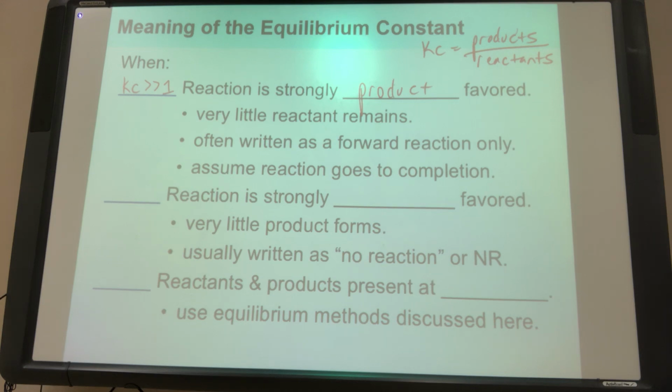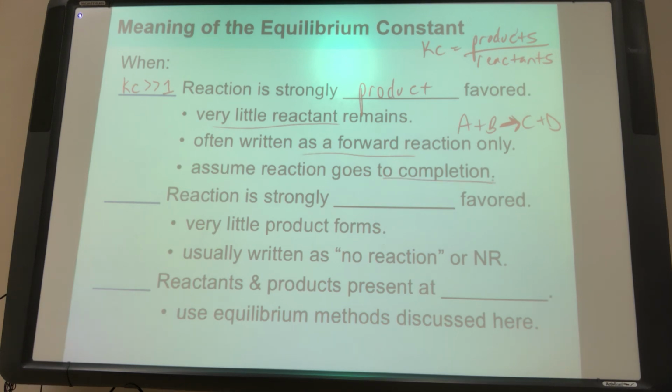So the reaction is strongly product favored, meaning I have very little reactant because it's mostly products. And this is when we see it written as a forward reaction only. So this is when you usually see A plus B goes to C plus D, where it's just one arrow like this, because most of this is gone and most of the products are formed. And in this case, we can assume it goes to completion.